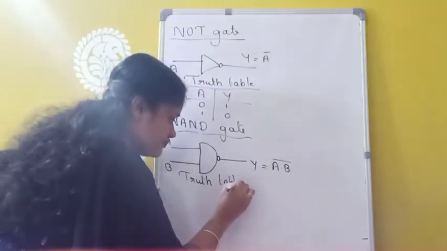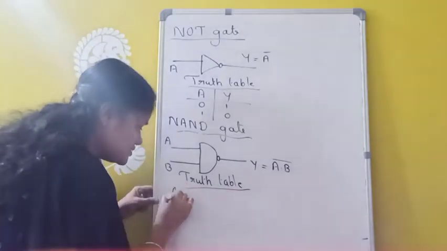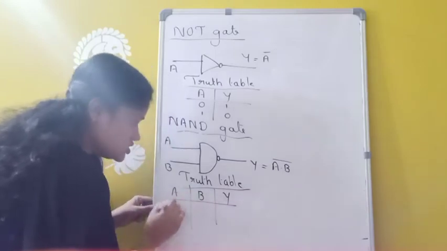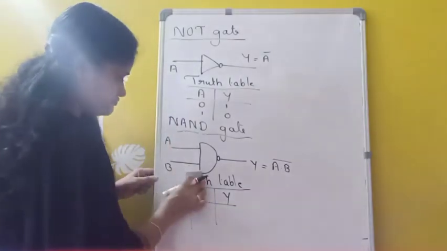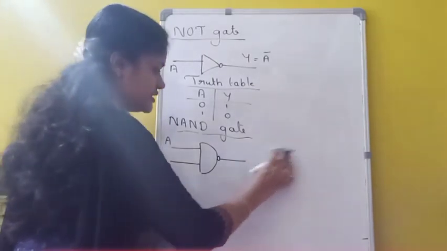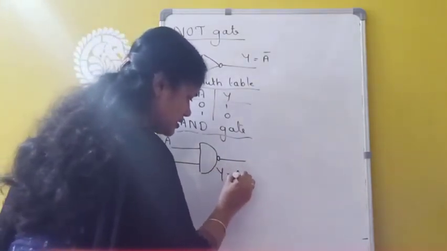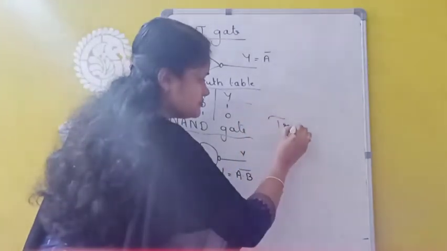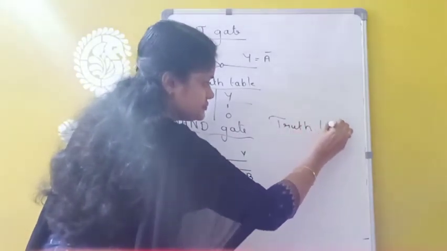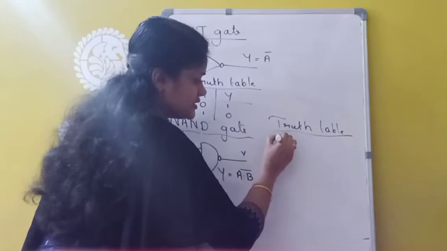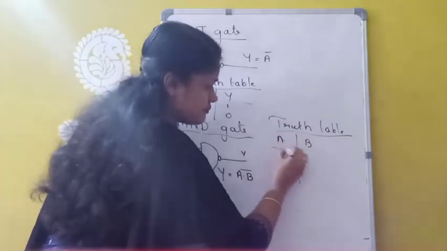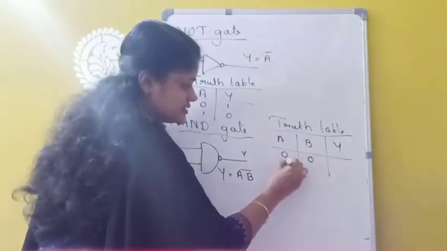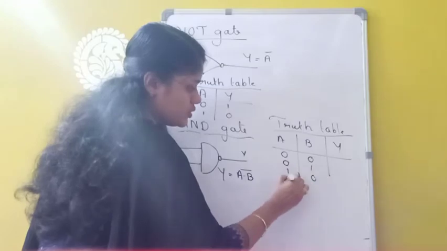Truth table. So we have two inputs A, B, and output is Y. So Y equals A dot B, the whole complement, is output. So I am drawing the truth table here. Two inputs are there, A, B, and output is Y. For the inputs, first I am taking 0, 0, then 0, 1, 1, 0, 1, 1.